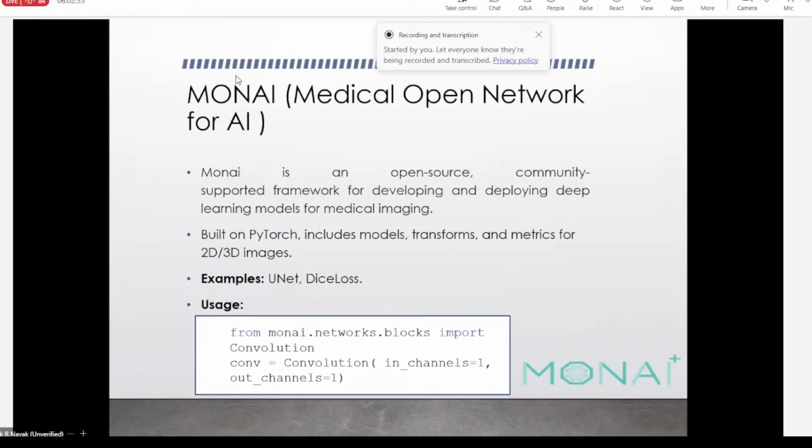And there are many others. MONAI is a very popular framework for developing and deploying deep learning models for medical imaging, right? If you want, you can also use this one. It is built on PyTorch, and you can design many deep learning models and also deploy them. Several models are already available, like UNet, a very popular convolutional neural network based image segmentation approach, which can be easily deployed here, and you can directly use the functions available.